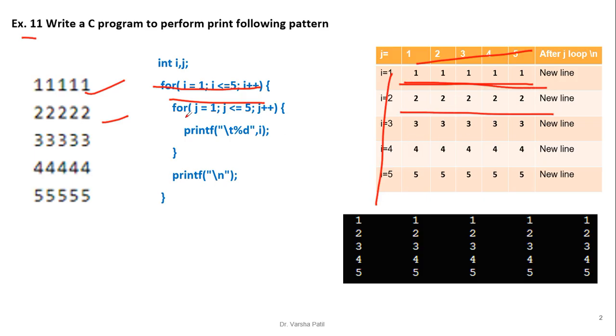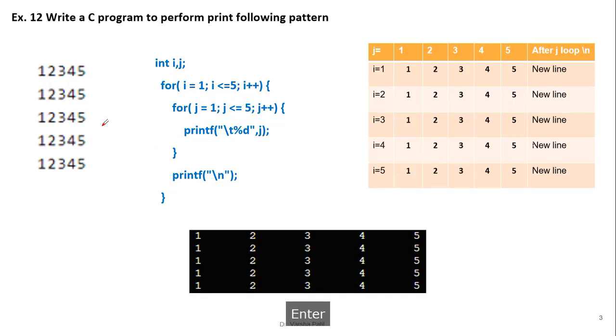So in this way, when we are in the j loop, we will print the value of i. When i is 1, j goes from 1 to 5 and it will print the value of i, which is 1. After that this loop ends. Then we come out of this loop and we will print \n. So a new line comes, and after that it again goes for the next iteration of i. So in this way this pattern gets printed.